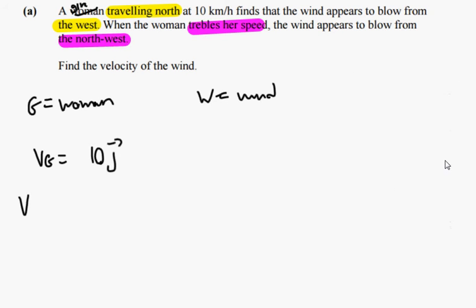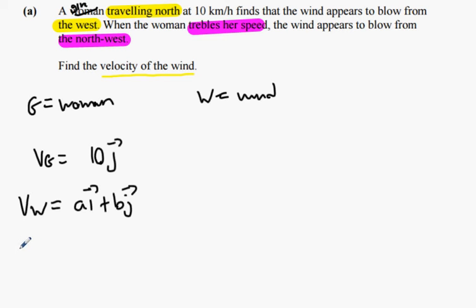The whole goal of the question is to find what? What's the whole goal of the question? The actual velocity of the wind. What is the wind compared to a still person? Somebody that's not moving whatsoever. That's the goal of the question. So, we're going to denote the velocity of the wind as ai plus bj. We don't know anything about it. Let's give it a vector.